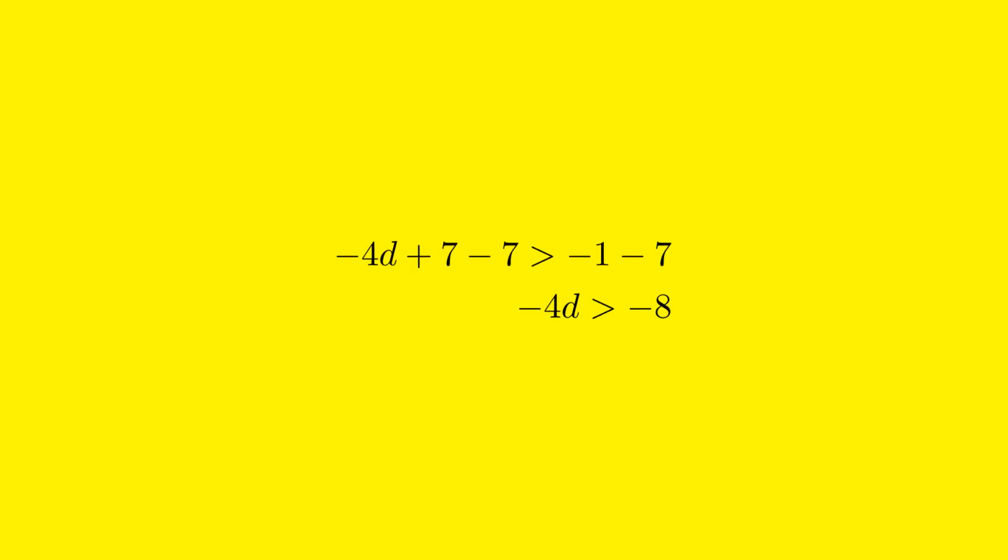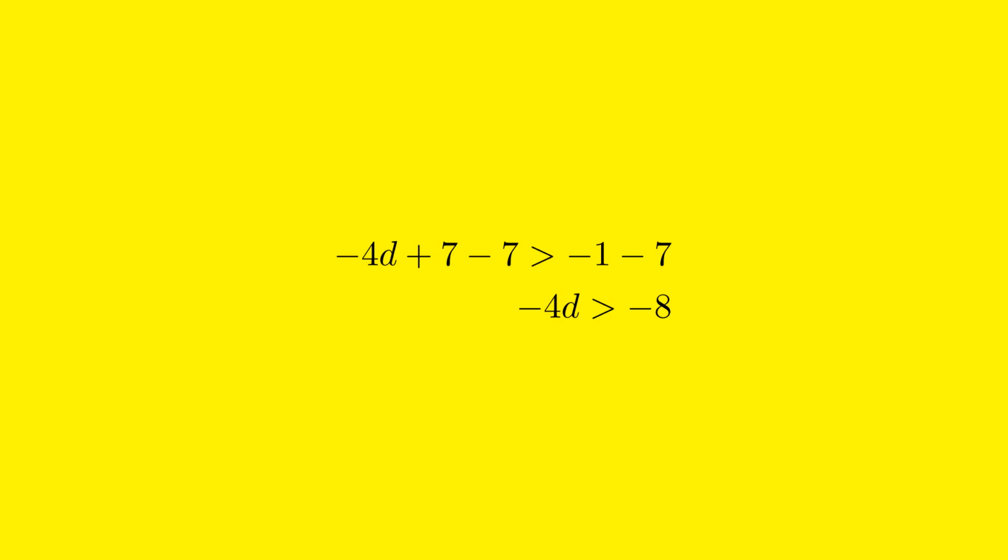Step 1. To solve the inequality -4d plus 7 is greater than -1, we need to first isolate the variable d on one side of the inequality. To do this, we will subtract 7 from both sides of the inequality to get rid of the 7 on the left-hand side. This step is essential to gradually isolate the variable and understand what d can be.